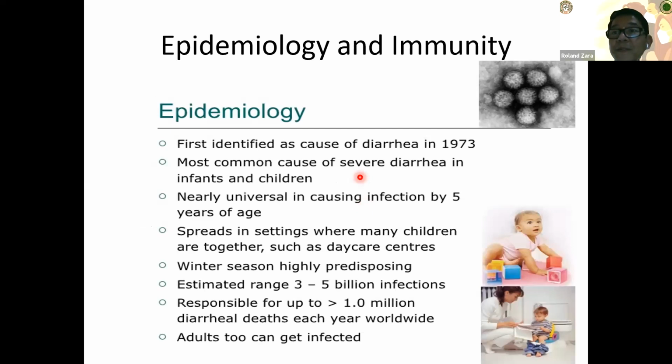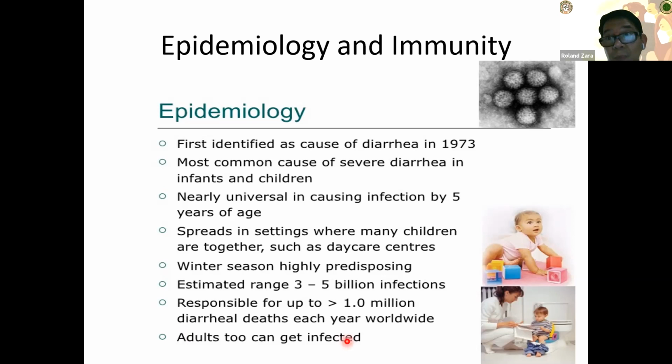Okay, so this is the epidemiology. This is common among infants. It has spread since 1973, when it was identified as a cause of diarrhea. Most common are infants and children under 5 years of age. It spreads in the setting of a nursing daycare center. Adults too can get infected, but most commonly infants.